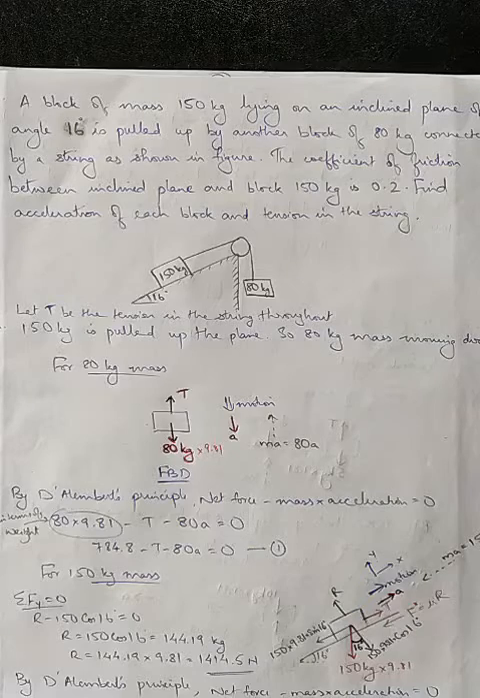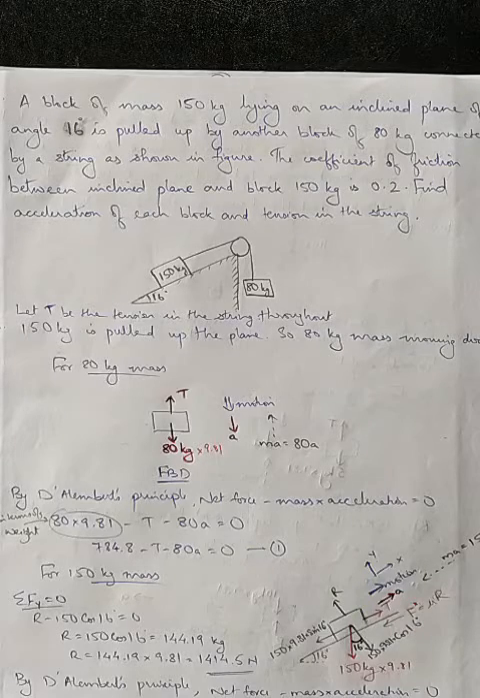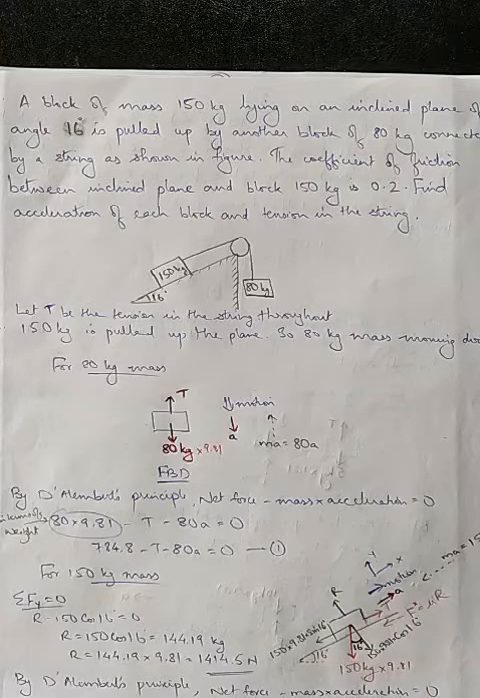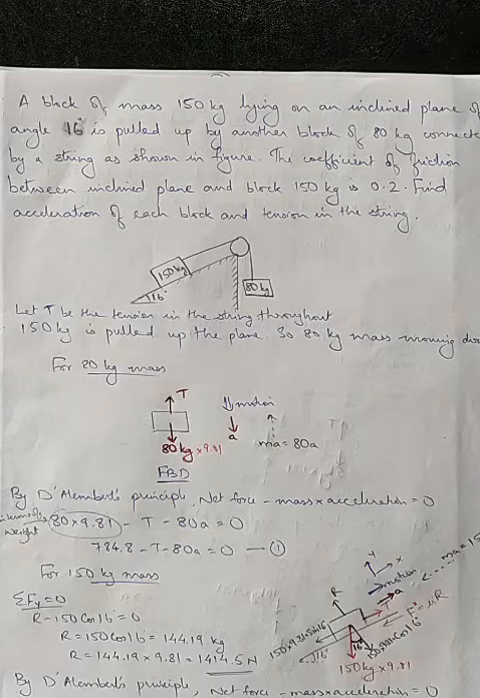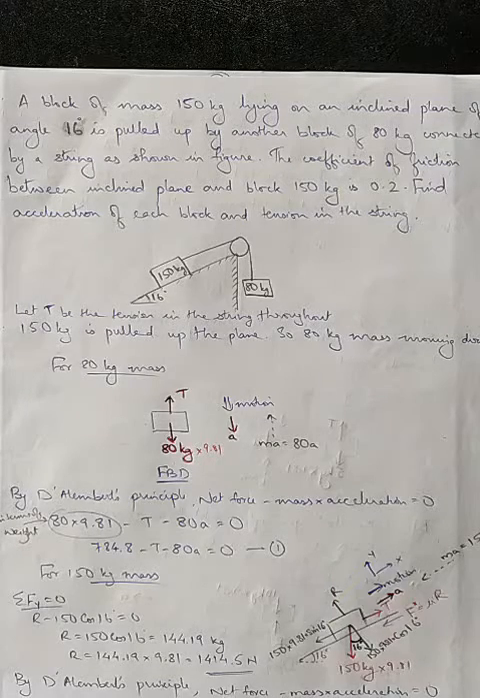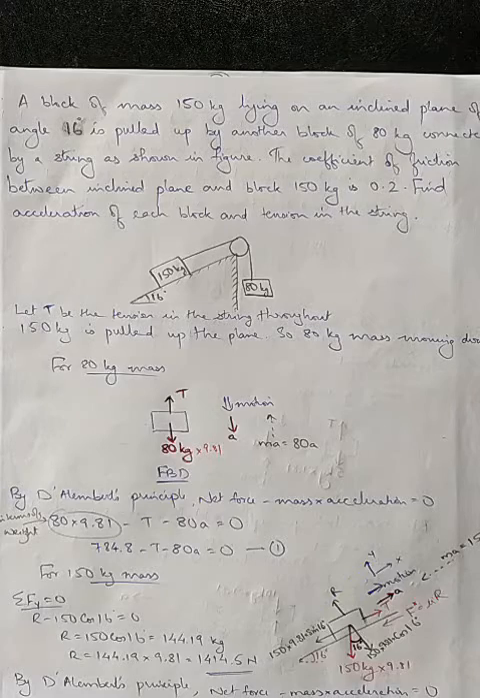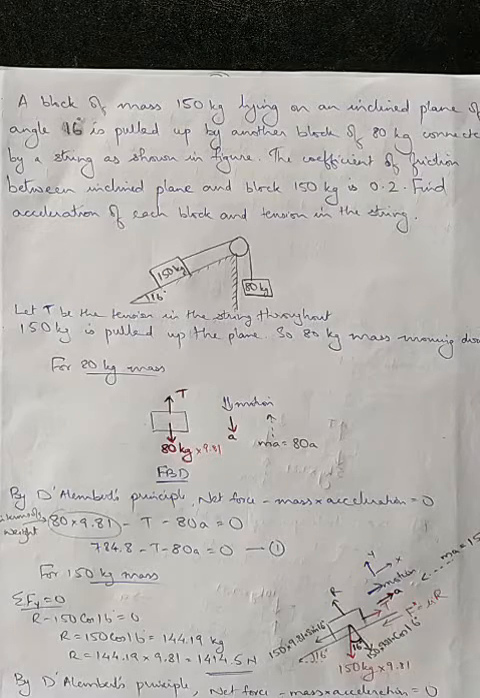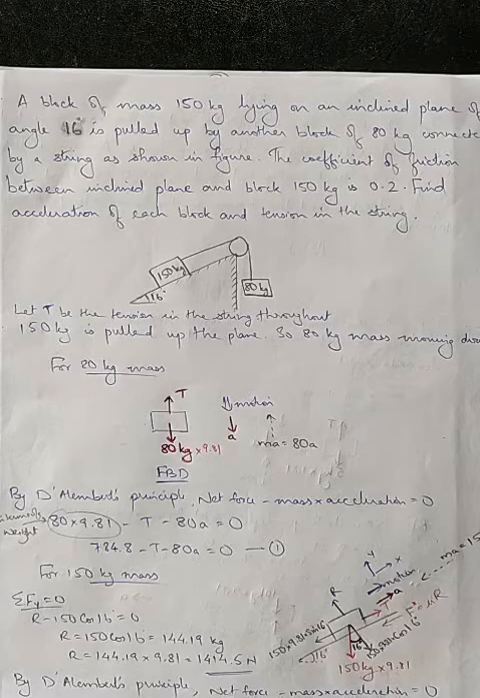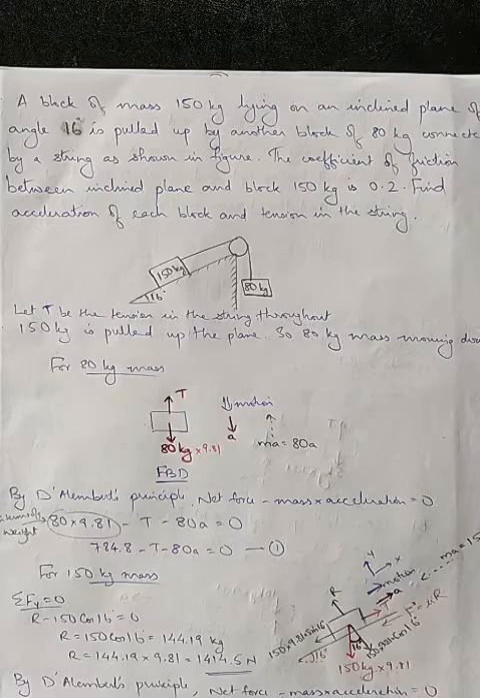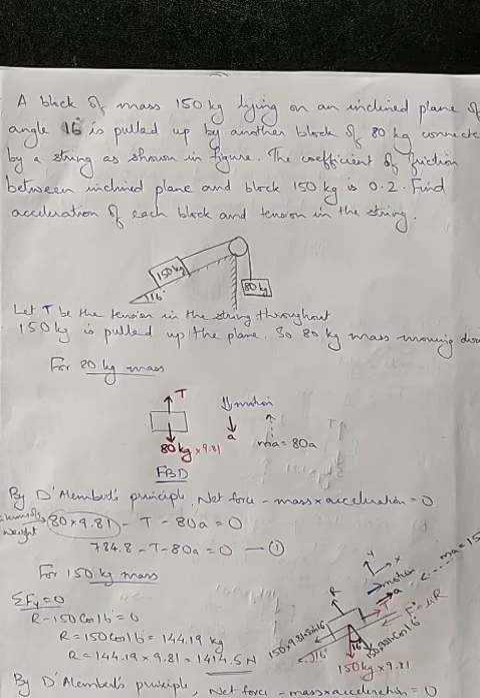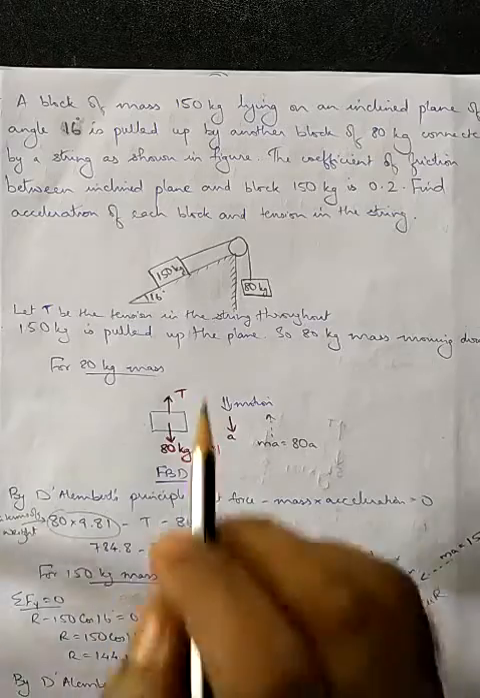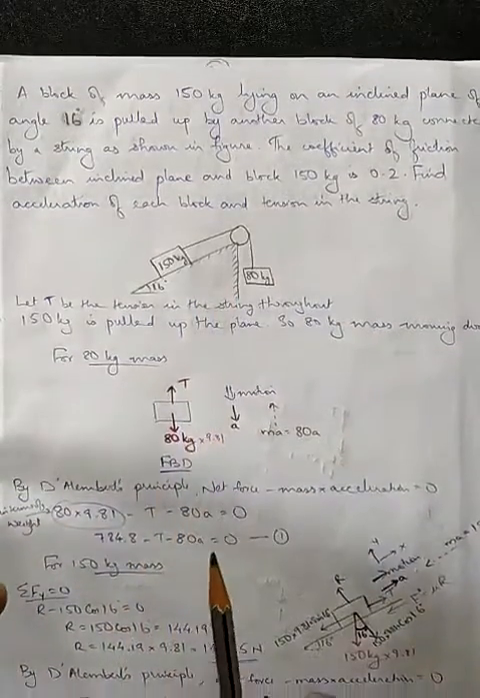Next question. A block of mass 150 kg lying on an inclined plane of angle 16 degrees is pulled up by another block of 80 kg connected by a string as shown in the figure. The coefficient of friction between the inclined plane and the 150 kg block is 0.2. Find the acceleration of each block and the tension in the string. The figure is given in the question itself.